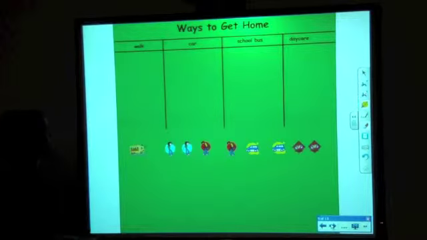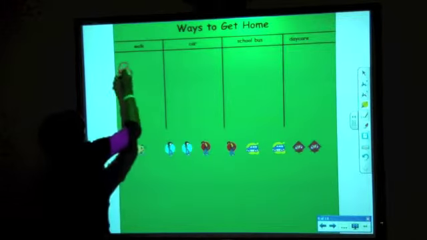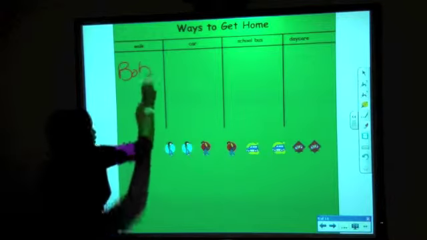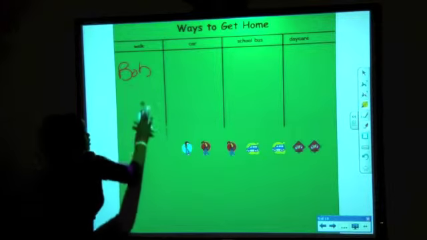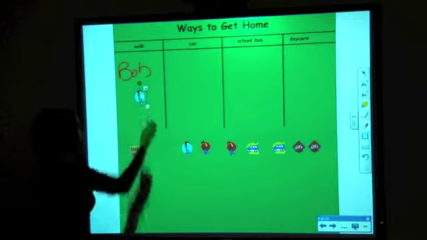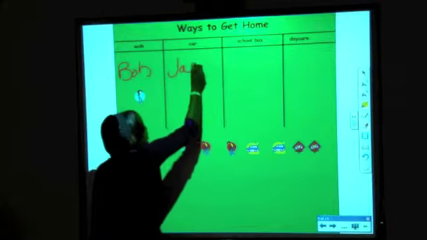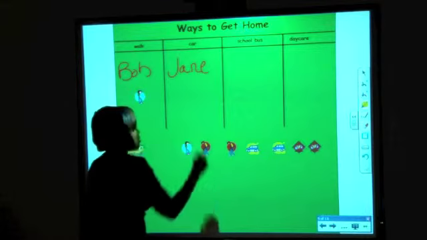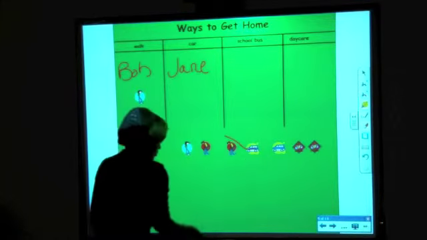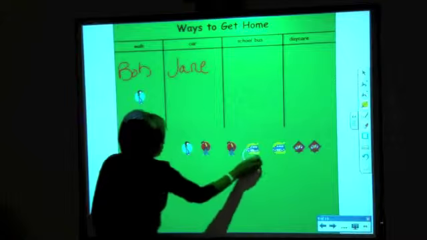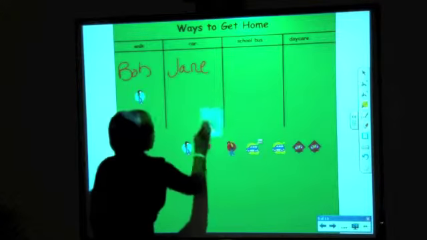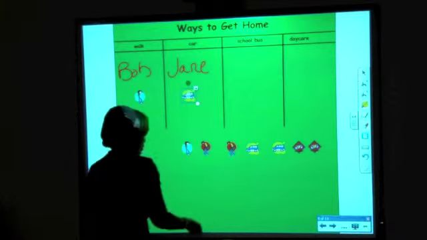these are ways that the kids could write how to get home. For example, let's say we had a student and their name was Bob. Bob walks home. So he could say, okay, I walk home. And we have Jane. Jane is a car rider. So Jane would put the little van. Jane could pick the little van up and say, okay, I take the bus home.